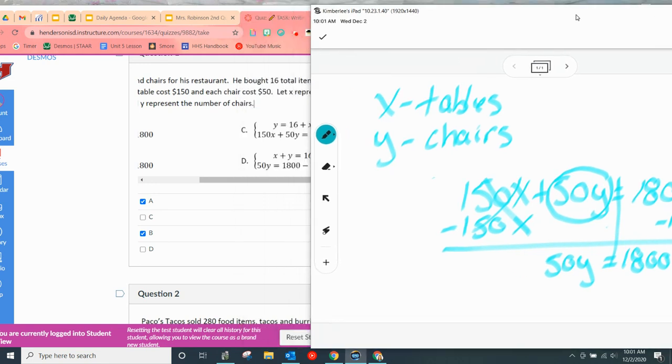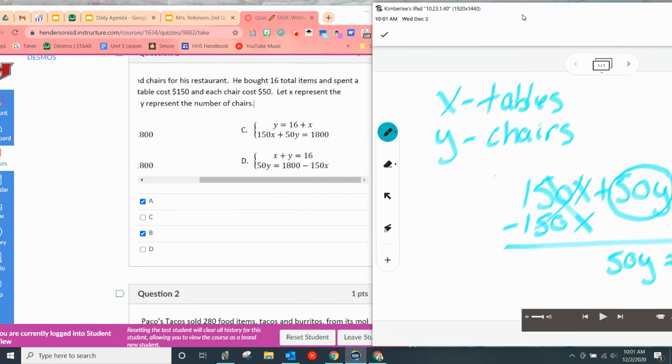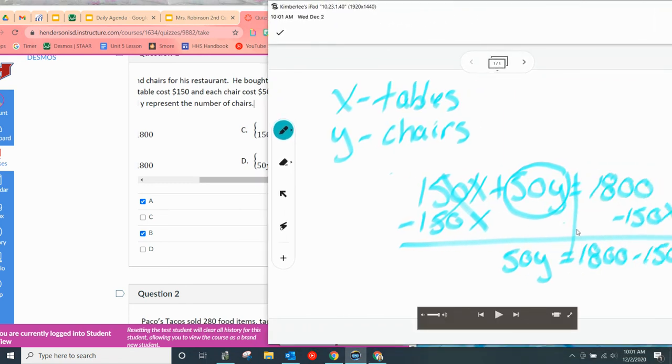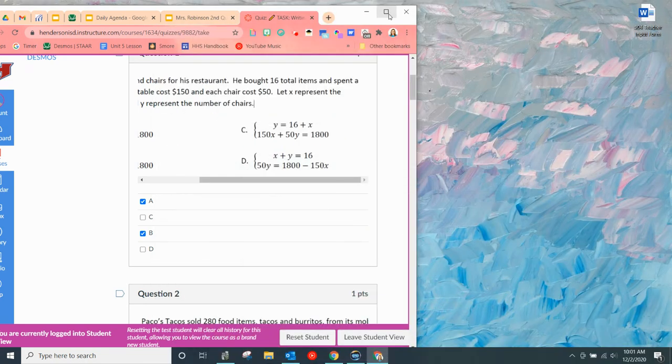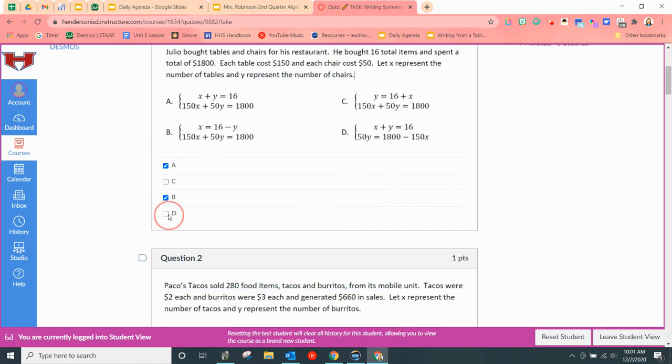Then I'm going to see, is that equivalent to what they have over here for D? They have 50y equals 1800 minus 150x. Yep, that's what we got when we moved it over. So that one is also equivalent. Let me bring it back full screen. So D is also equivalent. I think this is shuffling the answers, but I'll turn that off. Yours should be in order A, B, C, D when you do this assignment.